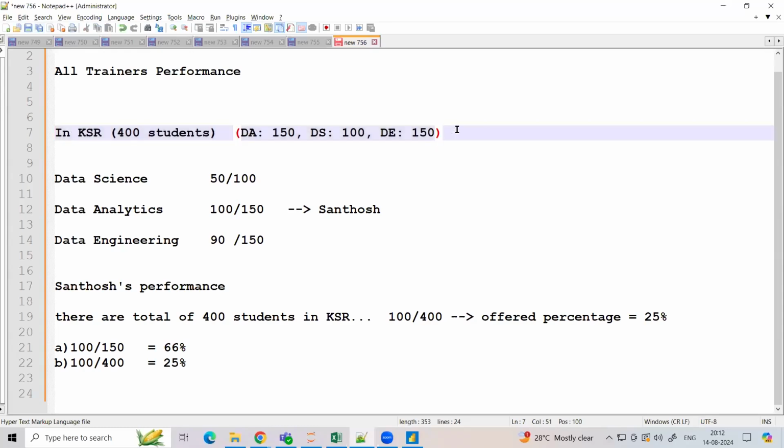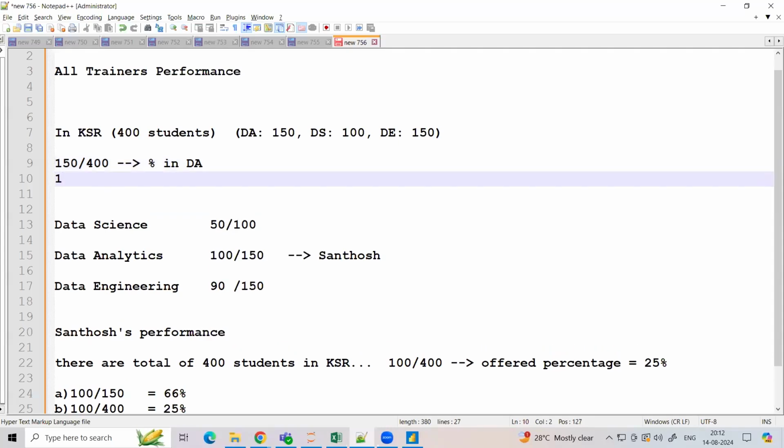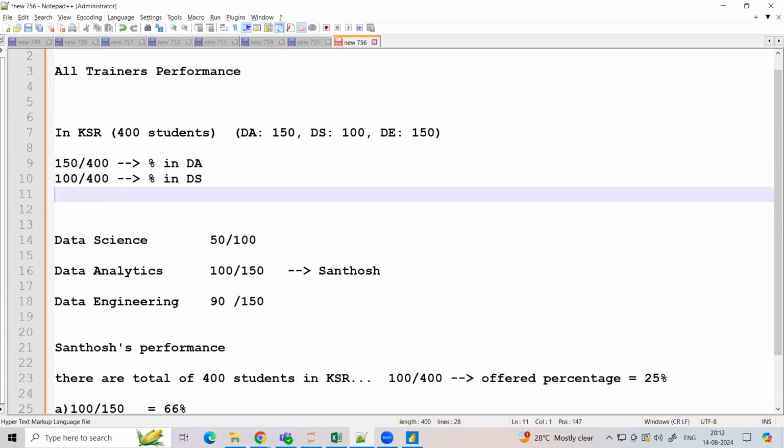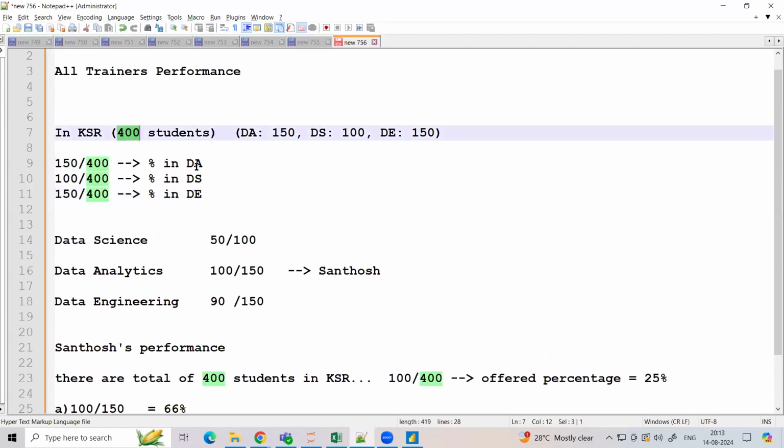So the calculation that I will do is 150 divided by 400, which is the total percentage of the people who are in data analytics, right? And again, 100 divided by 400 is the percentage in data science, right? And again, 150 divided by 400, which is nothing but the percentage in data engineering. Now, among 400 students, I want to know how many have joined data analytics, how many have joined data science, how many have joined data engineering.